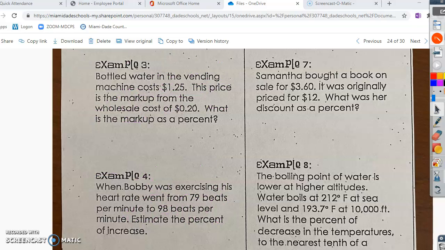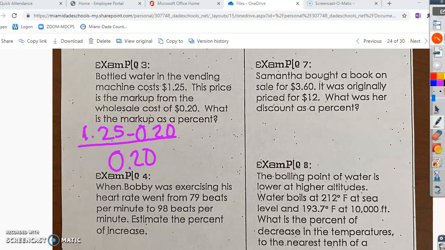Example 3, bottled water in the vending machine costs $1.25. This price is the markup from the wholesale cost of 20 cents. What is the markup as a percent? So let's go ahead and again find the difference between $1.25 and 20 cents. So we're subtracting. And then the original price is 20 cents.